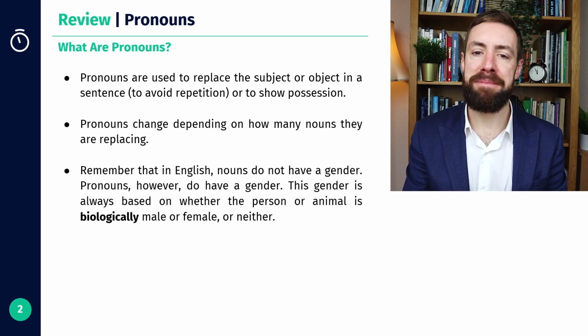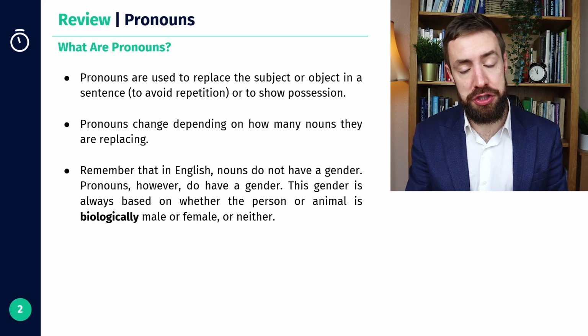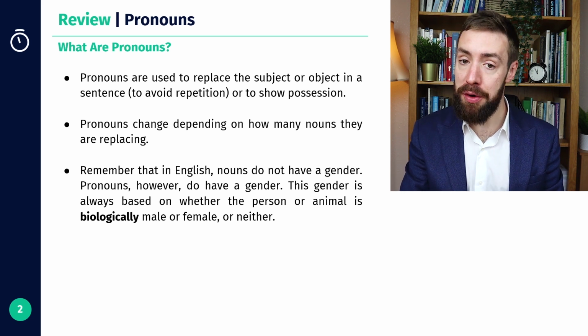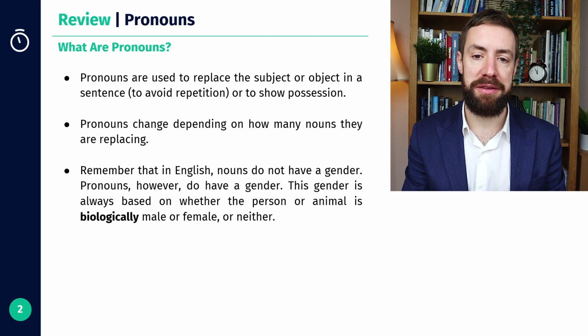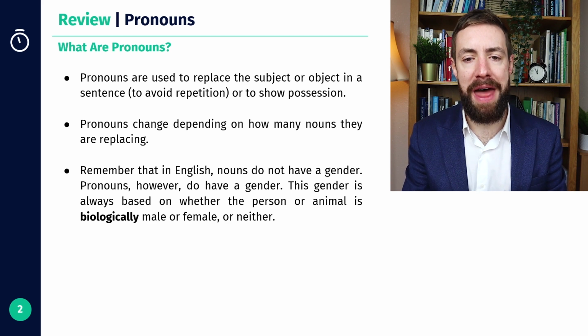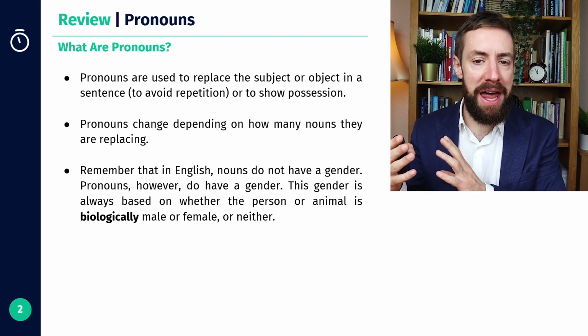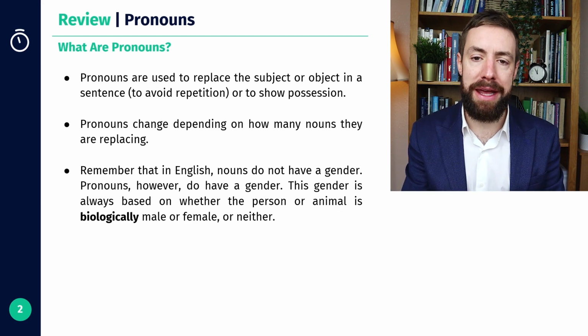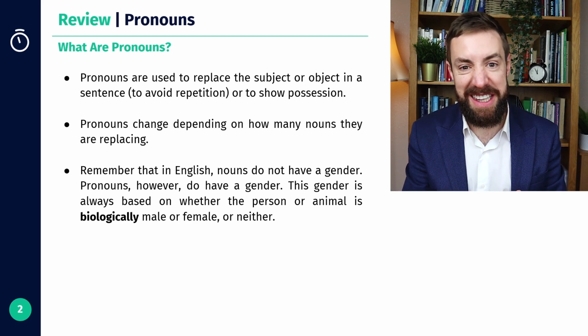And remember that, of course, as we talked about in the last video, nouns don't usually have a gender, but pronouns do have a gender, all right? So it's based on whether that thing or person or animal is biologically male or female or neither.